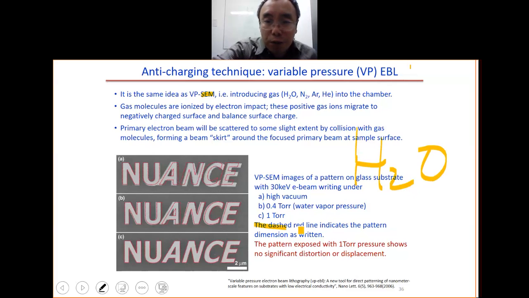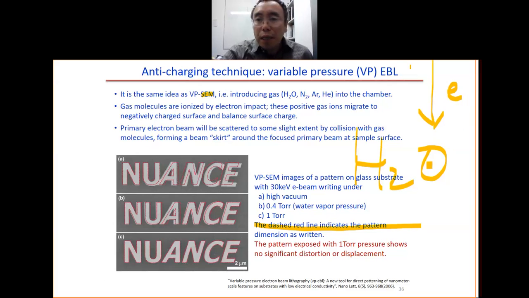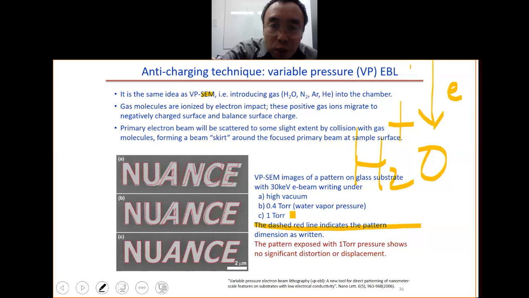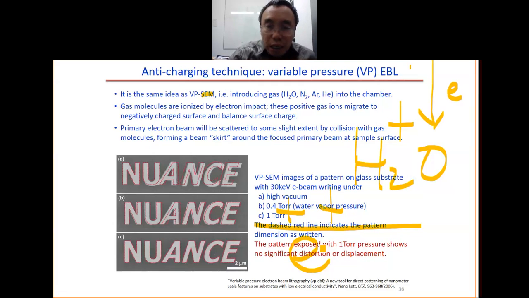So here is the wafer. When the electron comes in, it will hit a water molecule, and it will be ionized to have some positive charge. Then this positive charge will migrate to the surface, and below you have the negative charge that comes from the electron beam. The positive charge will cancel out and balance the negative charge. In the end, you don't have the charging effect.